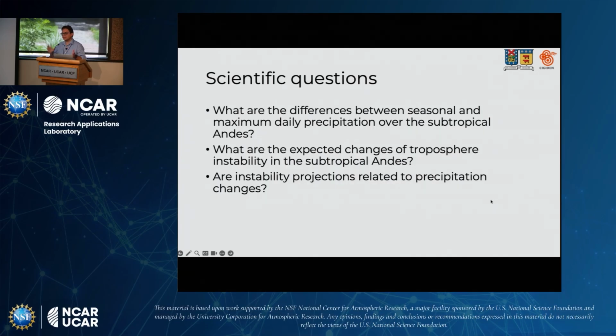And the scientific question I will try to answer is, what are the differences between seasonal and extreme daily precipitation in the subtropics? What are the expected changes in stability in the subtropics? And is there a relationship between those?